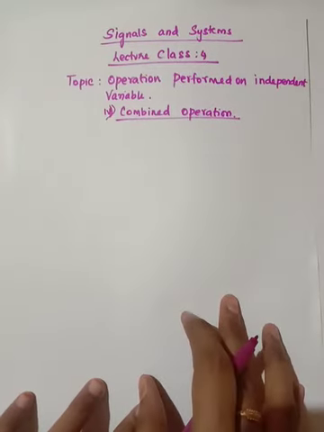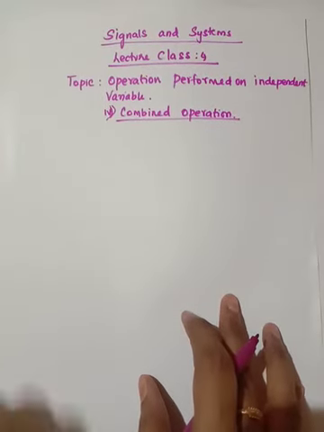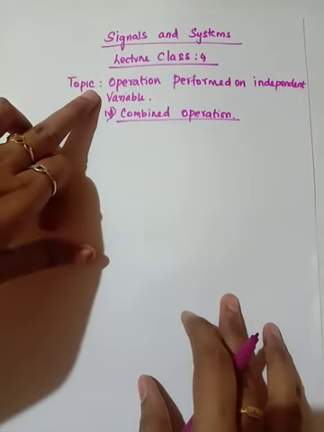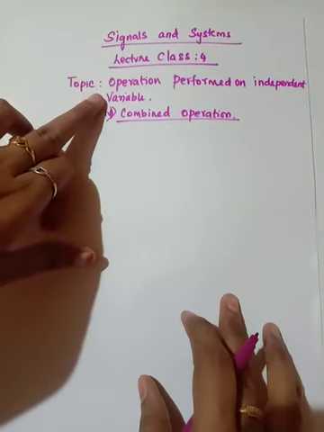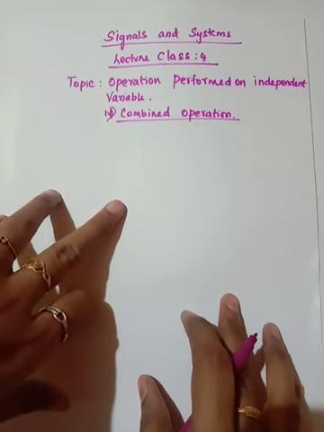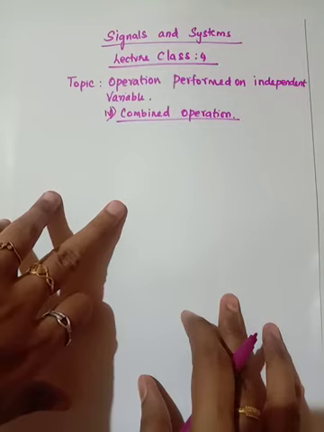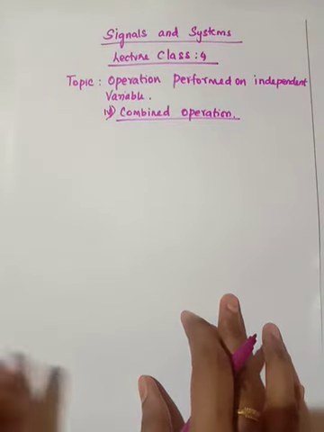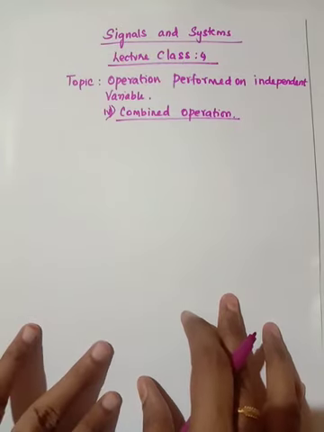Last class we discussed basic signal operations. In that, we first discussed operations performed on the independent variable. There we covered three operations: time scaling, time shifting and time reversal. We have seen all these operations separately.